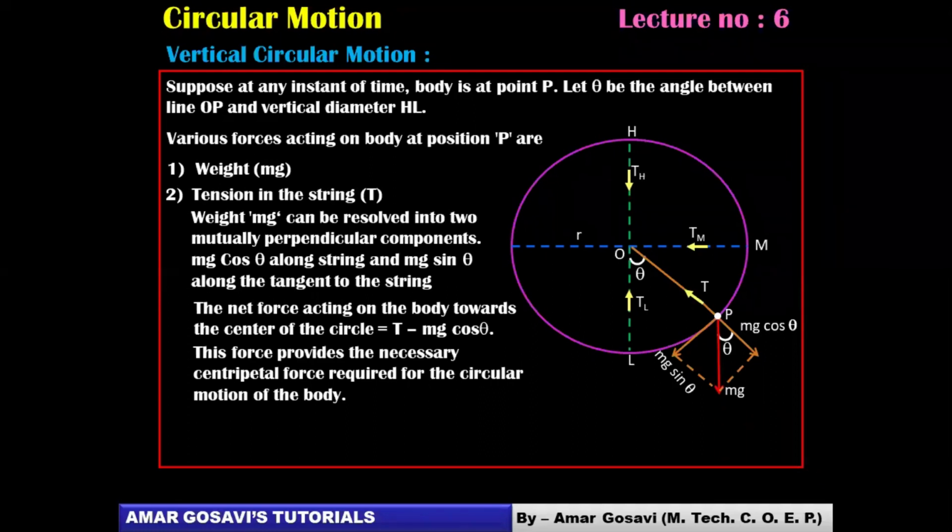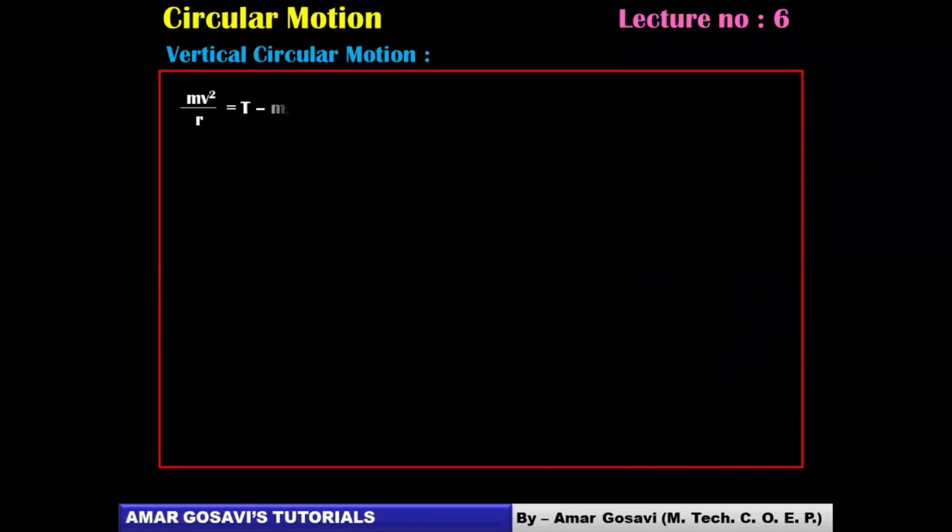Hopefully you have made a note of this. Let's move ahead. Again, I'll recall that point for you. The resultant force which is acting along this line is T minus mg cos theta as per the diagram, and that force has to be equated to the centripetal force, because the resultant force will provide the necessary centripetal force required for the circular motion. So I can equate T minus mg cos theta to centripetal force, and that is mv square by r. This is the basic equation which will govern the phenomenon.